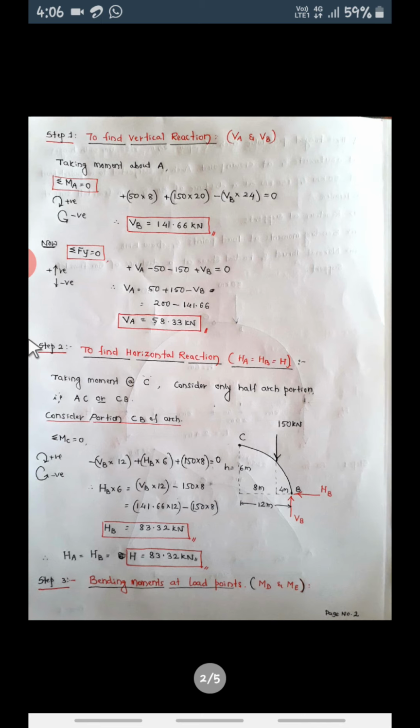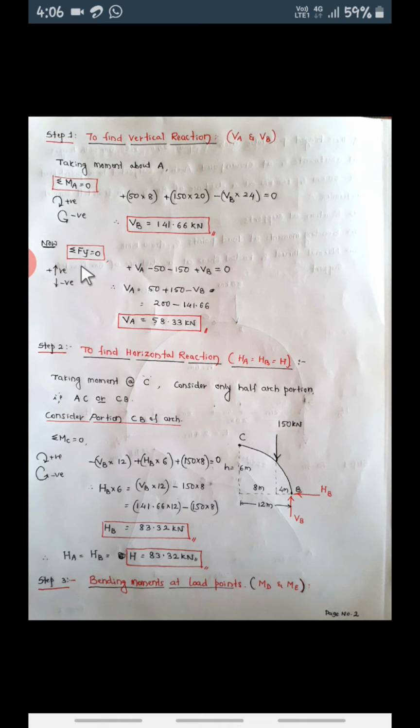Clockwise moments we consider positive and anti-clockwise negative. So first 50 into 8, that is the point load 50 kilonewton into its distance from support A, 8 meter. Then the second load, 150 into 20. Then minus, anti-clockwise, VB into total span 24. So summation MA equals 0, and if you calculate, VB is 141.66 kilonewton. So one vertical reaction we have got at B.